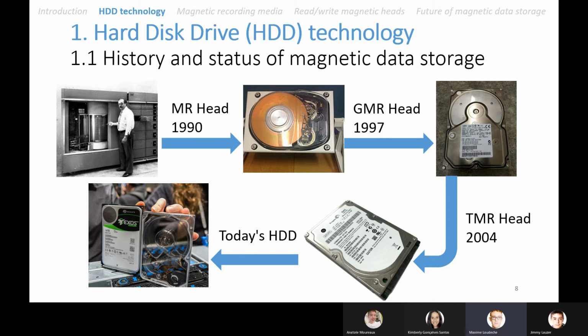Finally, the tunnel magnetoresistance effect gave us the hard disk drive that we know today. Industries like Seagate have managed to create an HDD of 20 terabytes. So it's like 800 million times more efficient in terms of data density than the first HDD of IBM. With new improvements in this technology that we are going to see in section 4, Seagate thinks that they should reach an HDD of 50 terabytes by 2024.